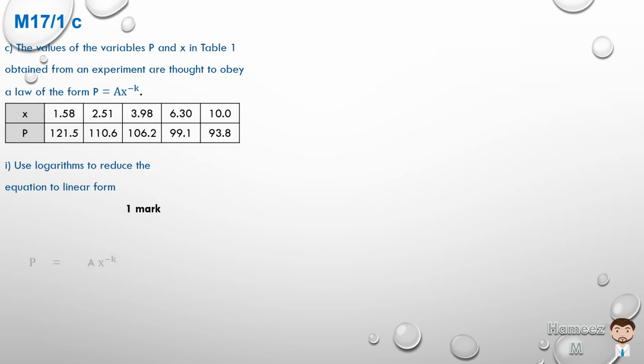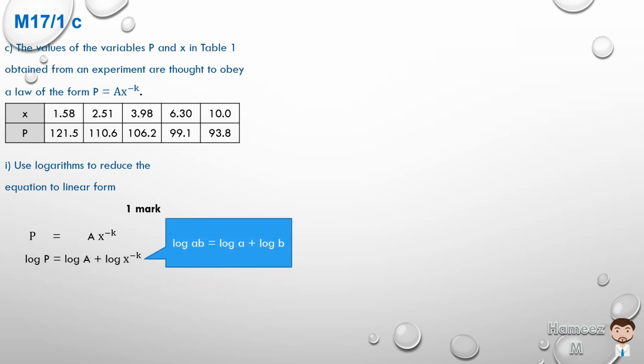So let's write the formula p is equal to a x to the index minus k. And if we apply logs to both sides, we're going to get log p is equal to log a plus log x to the power minus k. So remember the rule that if we have a product such as AB and we apply logs to it, then log AB is the same as log A plus log B. And that's what we've done with the right-hand side.